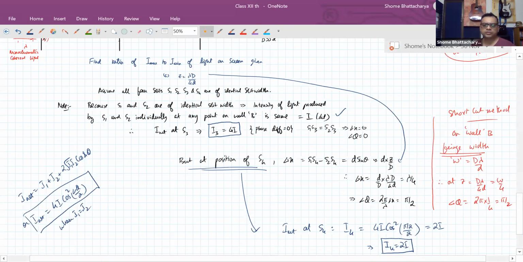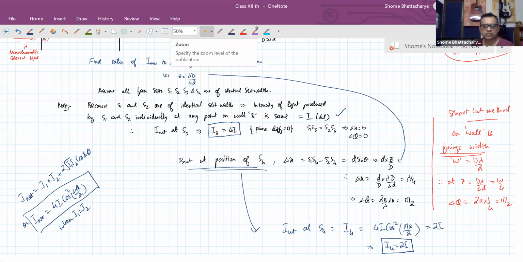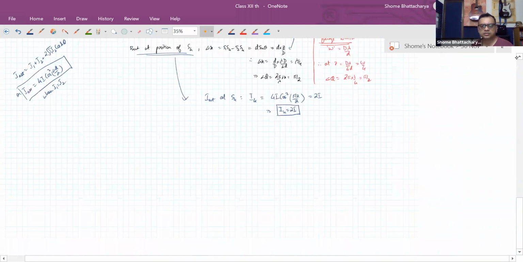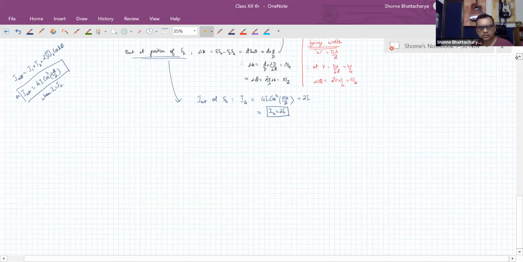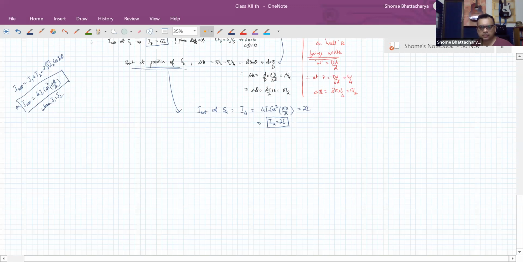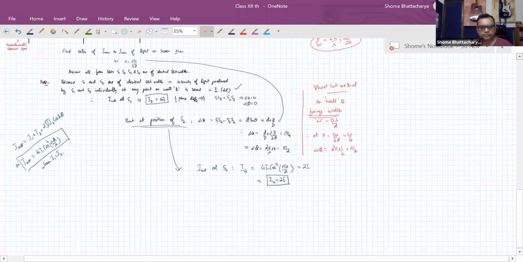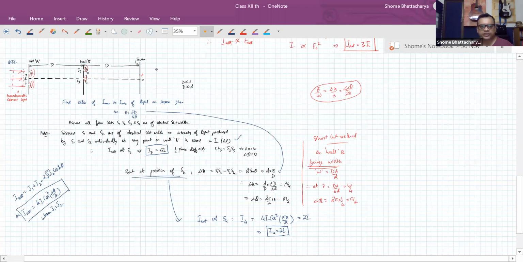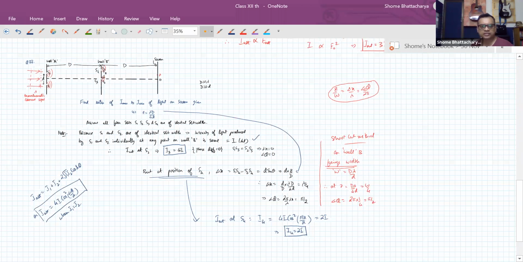Okay, so hope this part is clear to all of you. Let me see if I can include the diagram. So now you can see the two slits which are illuminating your final screen are S3 and S4, and they have intensities of 4i and 2i.